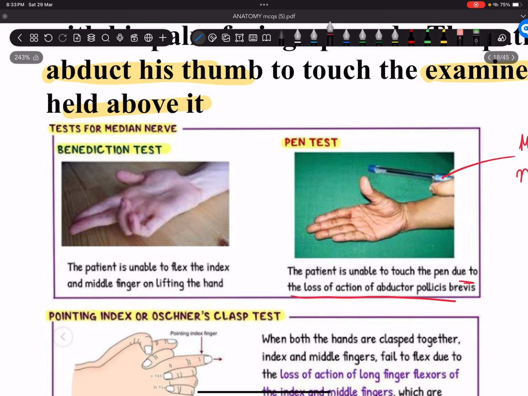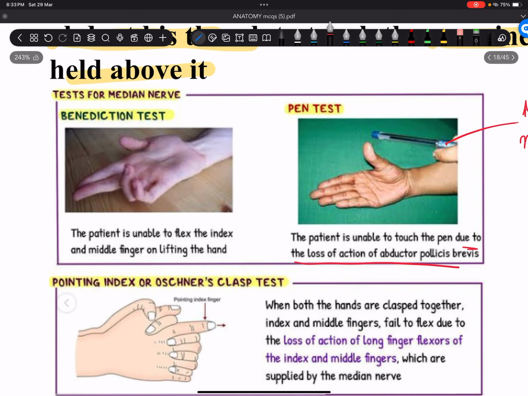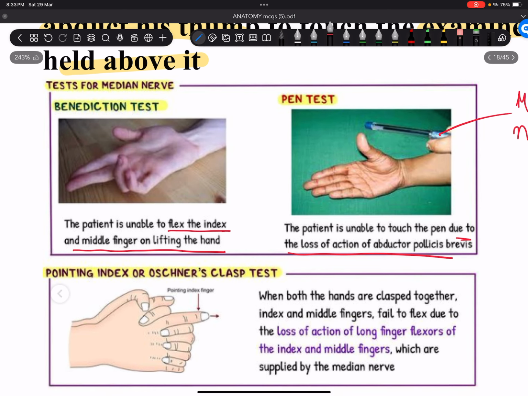Now this is the benediction test, so I am covering other questions also. Here the patient is unable to flex the index and middle finger on lifting the hand. So all these tests are for the median nerve only.